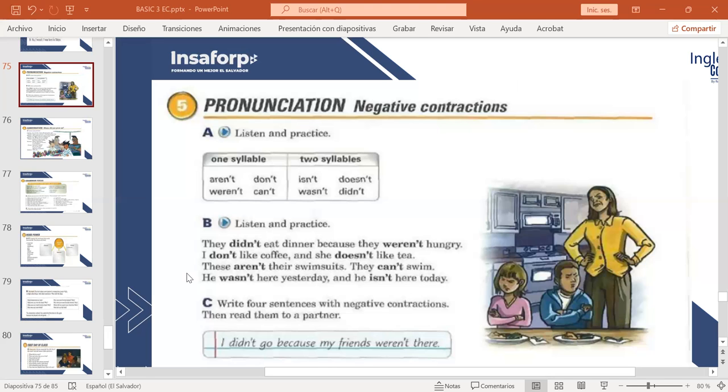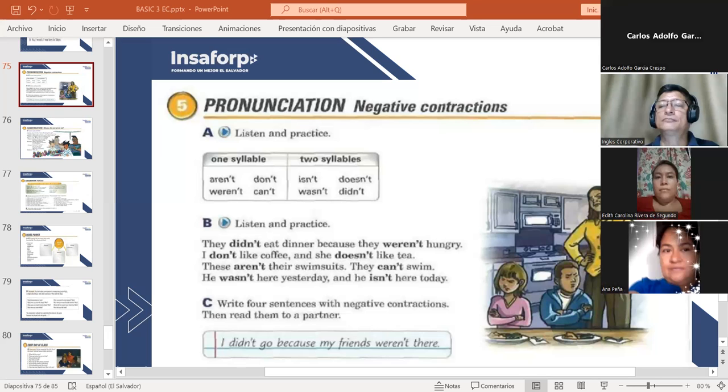So I'm gonna say, they didn't eat dinner because they weren't hungry. I don't like coffee and she doesn't like tea. These aren't their swimsuits, they can swim. He wasn't here yesterday and he isn't here today. Questions? No questions? Everything okay?